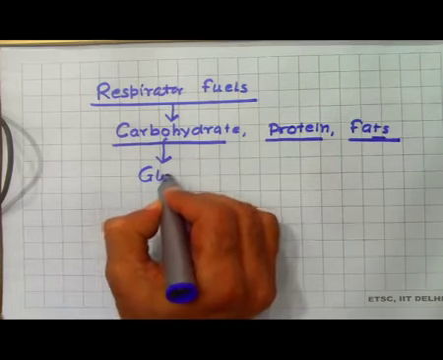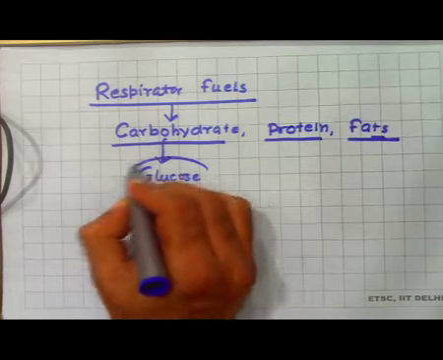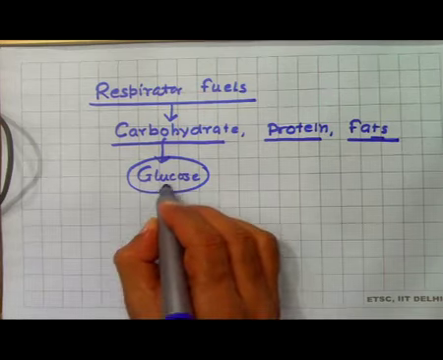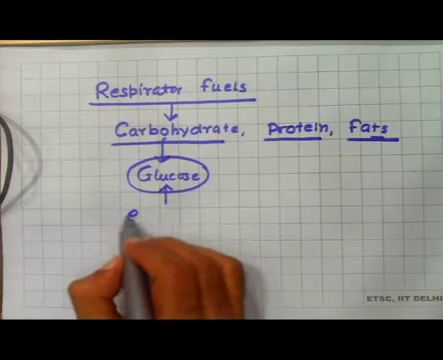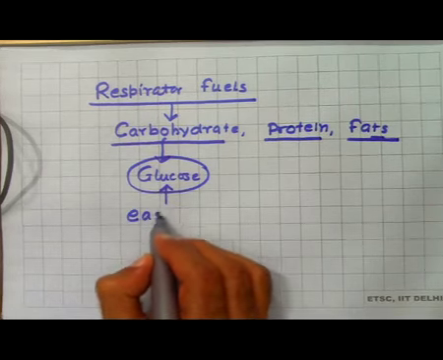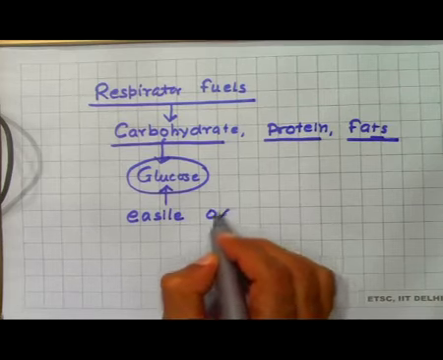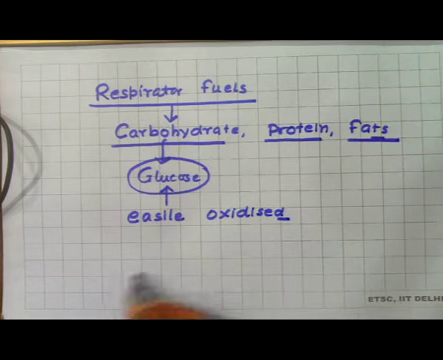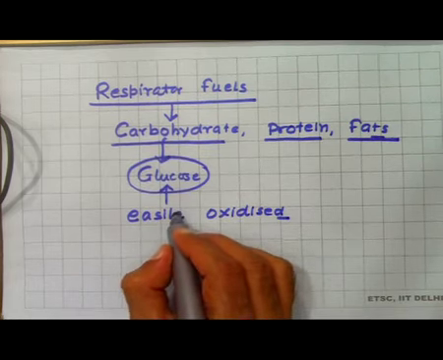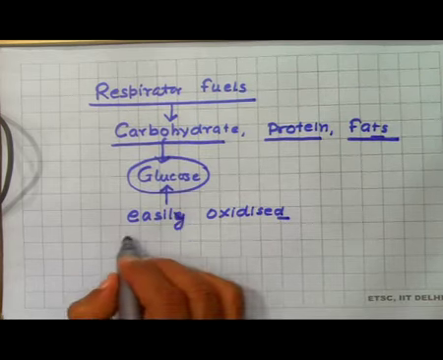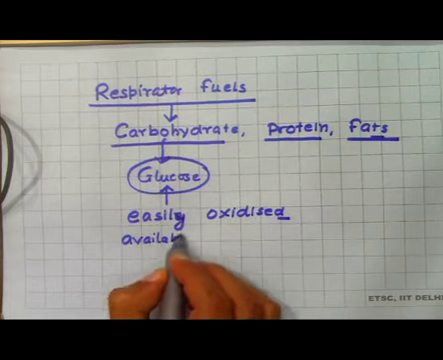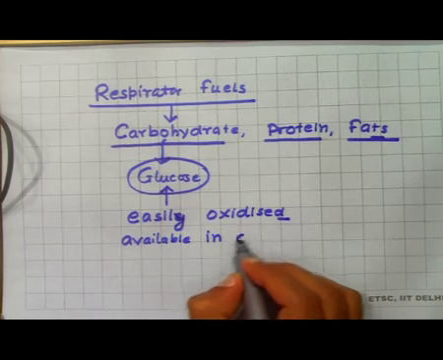In carbohydrate, glucose is the most efficient, that is easily broken down. Glucose is used because it is easily oxidized, and it is available in our body fluid.